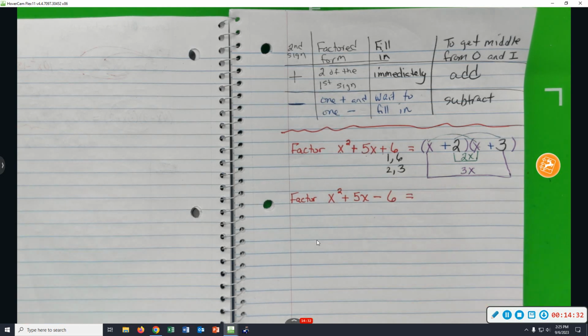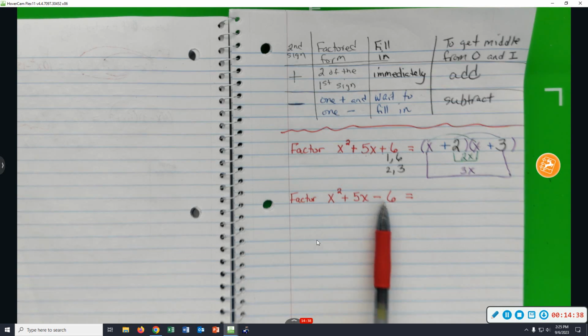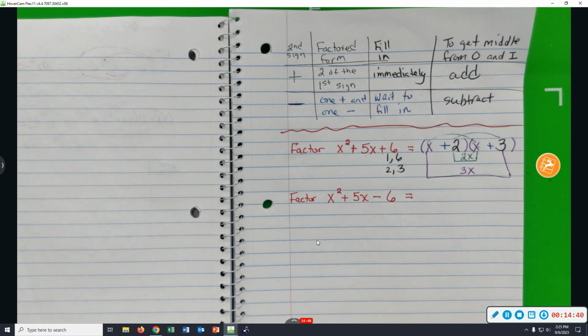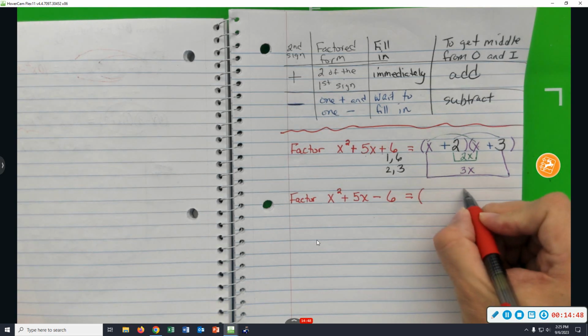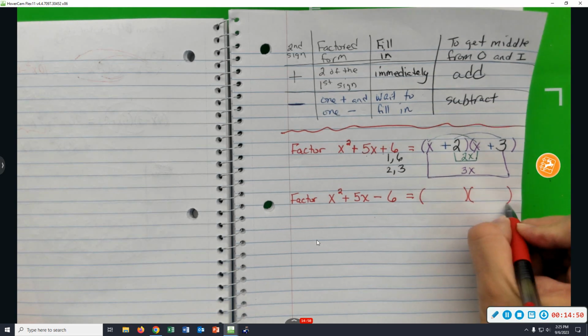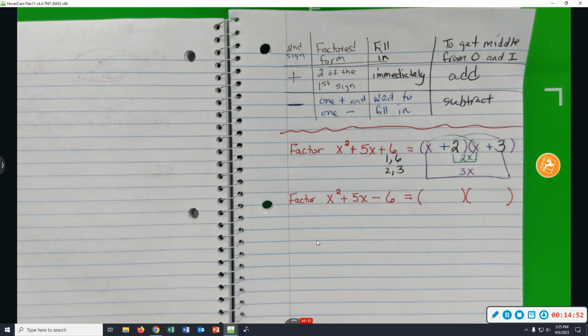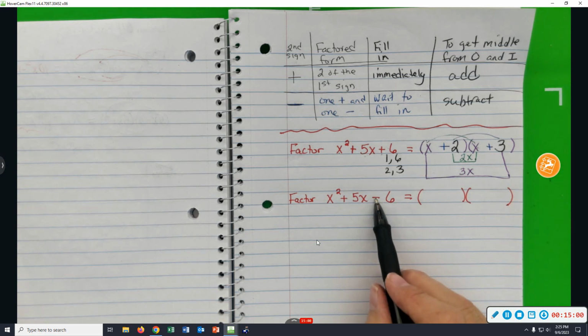If you're thinking, wait, it's the same problem, no, it isn't. What did I do? I changed that second sign. That changes the problem completely. Instead of the plus 6, we have a minus 6 as our second sign. Can you all look at that table and tell me, or just think it through like my brother says. What numbers multiply together to give a negative?